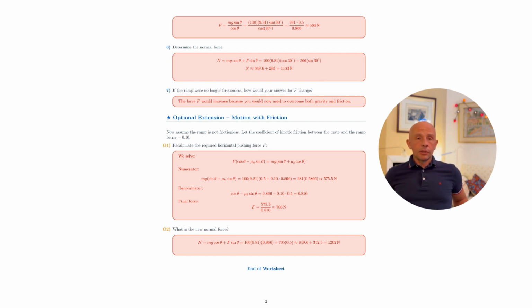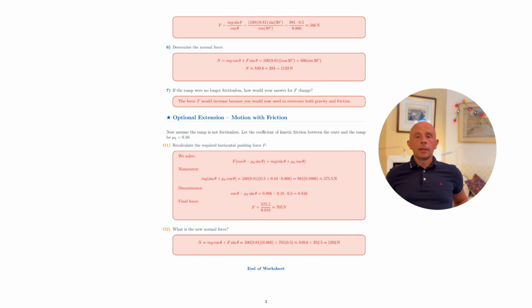Question 1 asks us to recalculate the pushing force F with a coefficient of kinetic friction of 0.10. The force balance equation along the incline now has an extra term for friction. The steps are laid out for you on the page, showing the numerator and denominator of the final expression for F. After solving, we find the new required force is about 705 newtons. As predicted, this is larger than before.